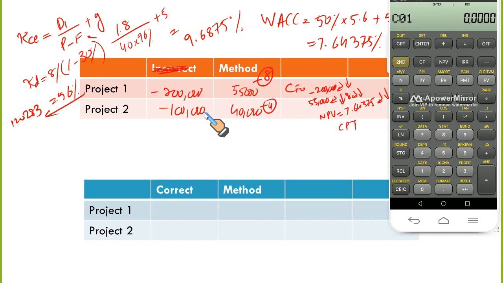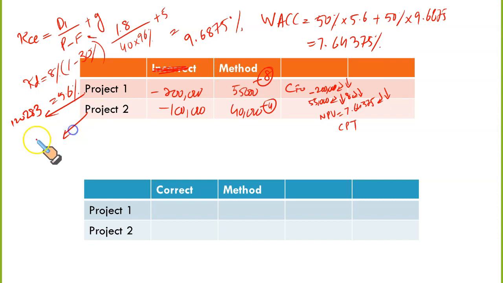Enter down arrow key. Then there are 4 inflows of 40,000, enter down arrow key, 4, enter down arrow key, all entered, press NPV. Interest rate is 7.64375. Enter down arrow key, CPT. It's 33,542. So this is the textbook approach. 120,283.